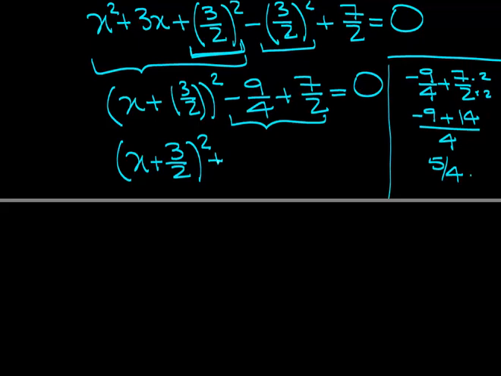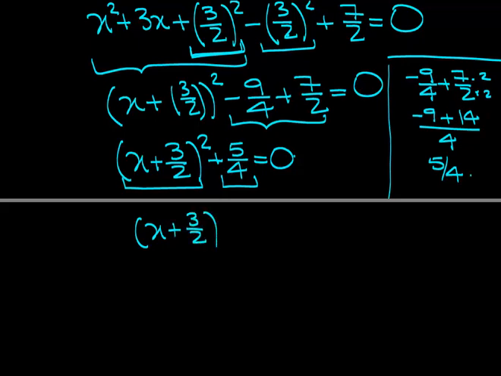So we get plus 5/4 is equal to 0. Okay. Now what does this problem look like? Well, you have a square and a number. Well, I know how to do that. Use the square root theorem, move the number over, and then we take the square roots on both sides. If you recall, we did that earlier today.